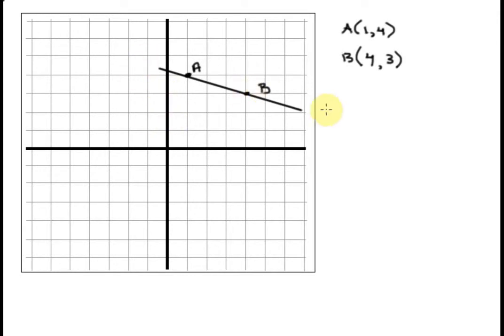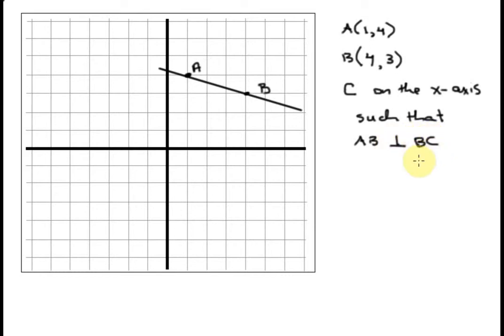All right, so here's now what the question's asking. We're trying to find a point C on the x-axis. So C is on the x-axis such that the following is true. AB is perpendicular to BC. And of course our job is to figure out where exactly is C. So we have to find out where C is.